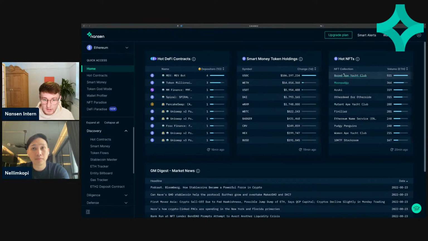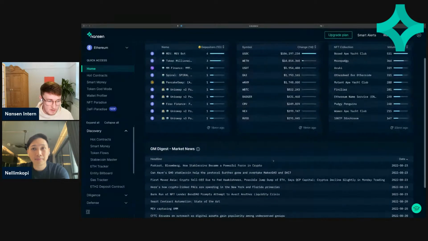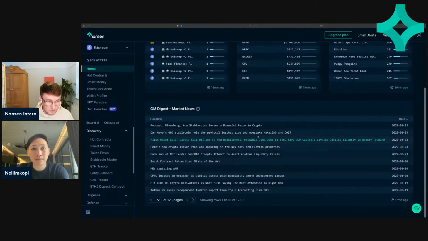And then, yeah, we've got hot NFTs here. So Bored Ape's got the highest volume today. This Moon Pudgy, which is outrageous, has got the second highest volume, is a derivative of Pudgy Penguins. This Vanilla project has been doing very well. So it kind of gives you a glance into what NFTs are doing well at the moment. This is really, really helpful and something that you could look at kind of every morning.